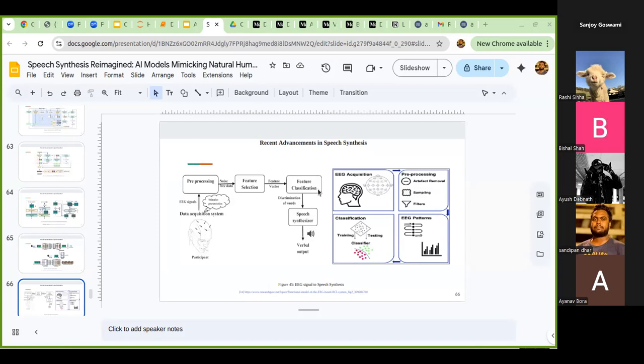Or if anyone wants to say anything related to what you have understood so far, or anything else. Was it interactive? Did you learn anything new?